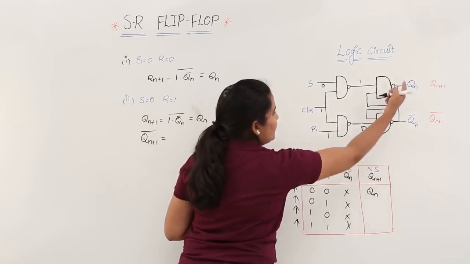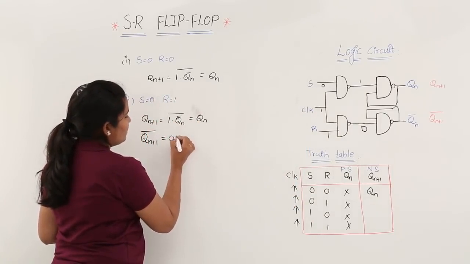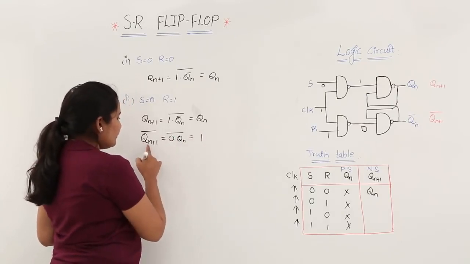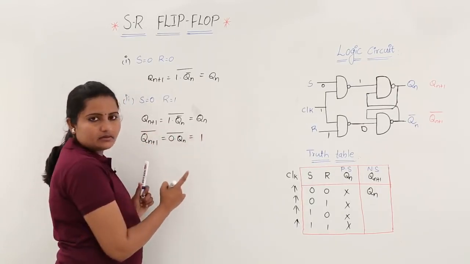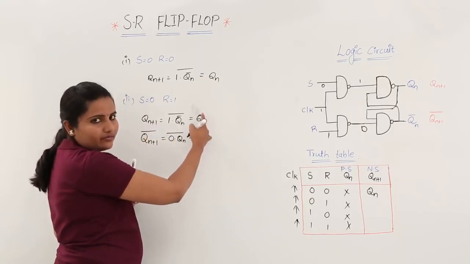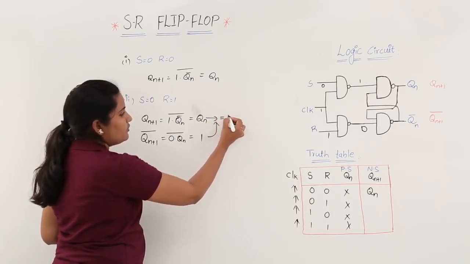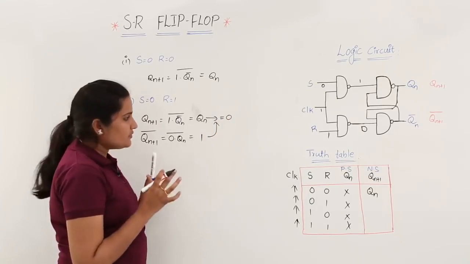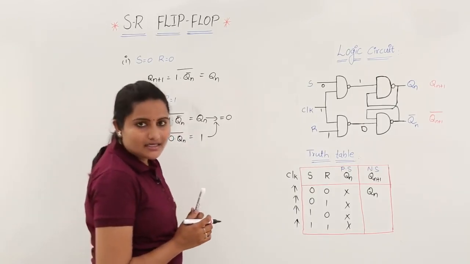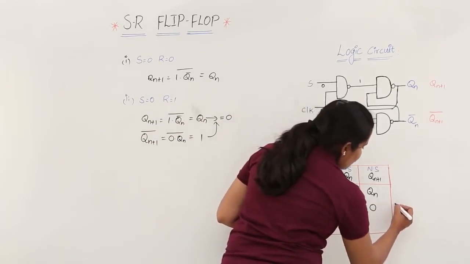Here 0 into Qn whole bar, this is equivalent to 0 into anything, which is 0, and 0 bar means 1. If Qn plus 1 bar is equivalent to 1, then definitely Qn plus 1 may be the complement of this, that means it is equivalent to 0. So finally, in case of S equal to 0, R equal to 1, you are getting the reset condition of the SR flip-flop. So this is called the reset condition.